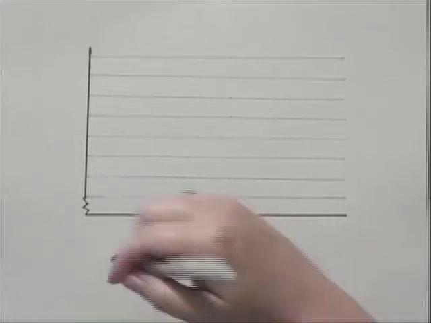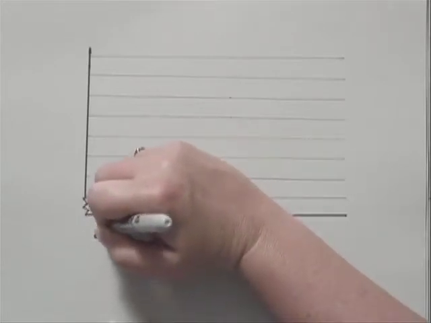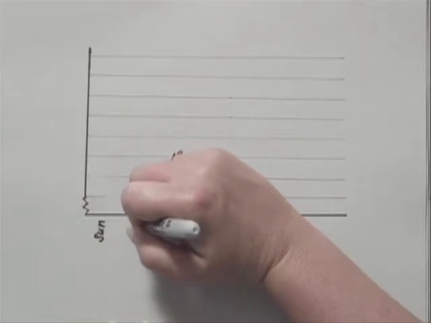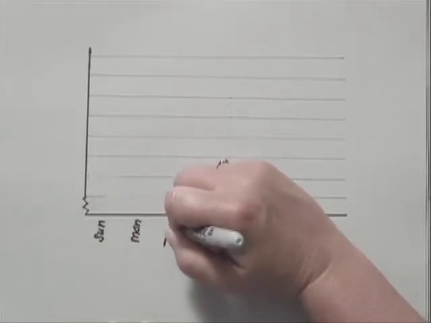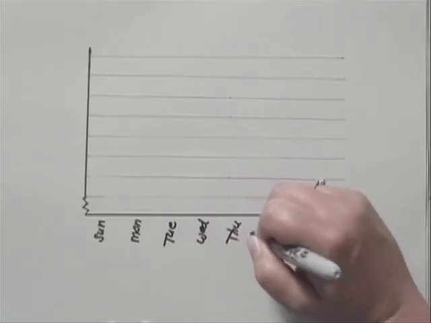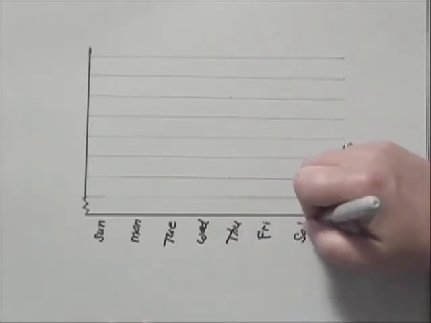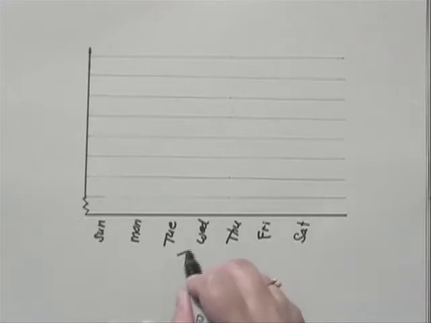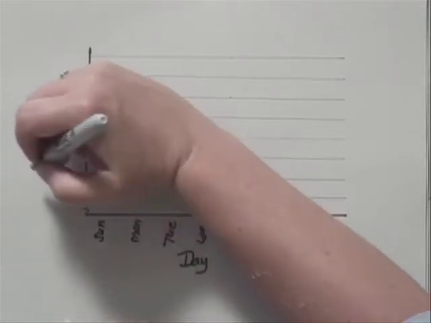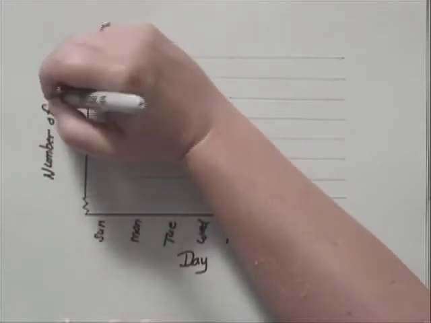So let's start by indicating the days of the week, and we have 7 days, so you can write them all out or abbreviate them. I'll just abbreviate them. Sunday, Monday, Tuesday, Wednesday, Thursday, Friday, and Saturday. And then we can title that day, or day of the week. And along here we're going to do number of books. So let's title that axis number of books, or that's vertical scale.